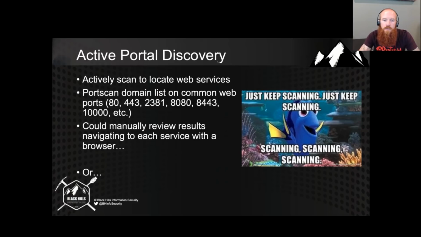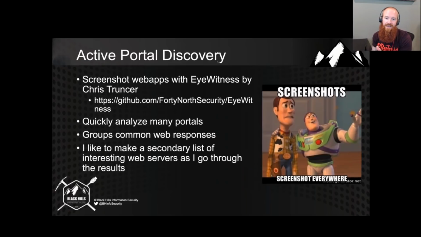Next slide, please. Now that we've done this passive discovery of where the portals are, we can go into more of an active mode, which all of you are familiar with: port scanning, I would assume. Basically your basic nmap scan for just web services is typically what I run right up front. Something like 8443, and I threw 2381 in there because that's HP System Management Homepage, which has historically had a number of vulnerabilities, 8080, 8443, just typical web portals. Then we could go and manually navigate each of these results with a browser, or, next slide, we can use an amazing tool from Chris Truncer called EyeWitness, which does screenshotting of these portals.